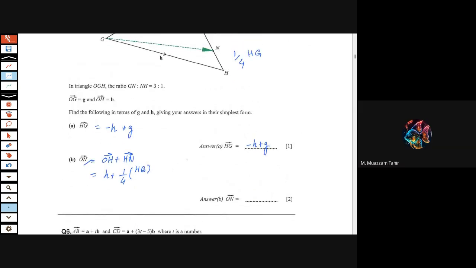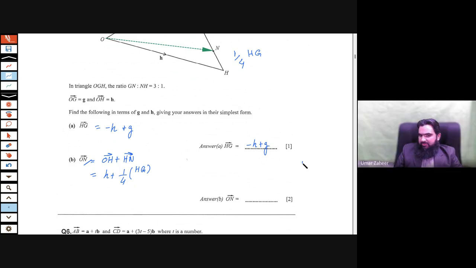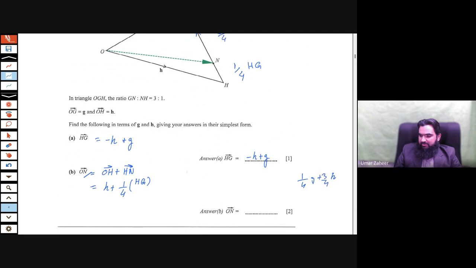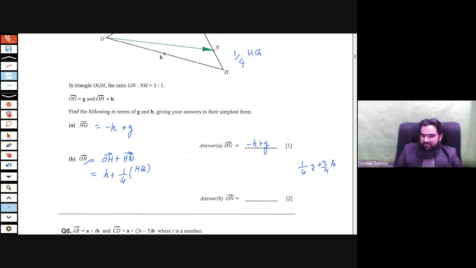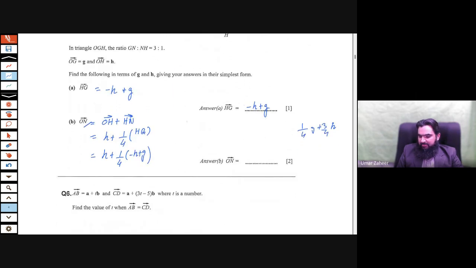The answer is 3/4 h plus 1/4 g. Let's check. So we will get h plus 1/4 of (minus h plus g). So h minus 1/4 h, that will be 3/4 h, and plus 1/4 g. Yes, your answer is correct: 3/4 h plus 1/4 g.